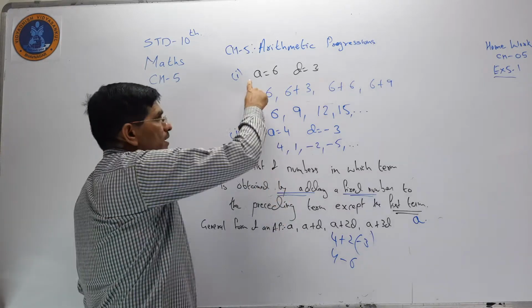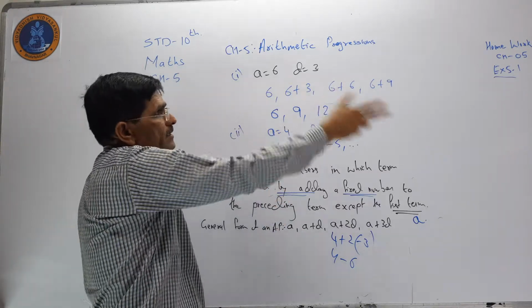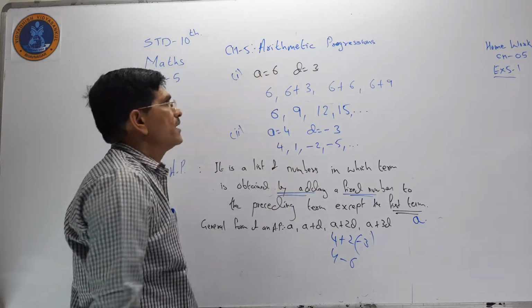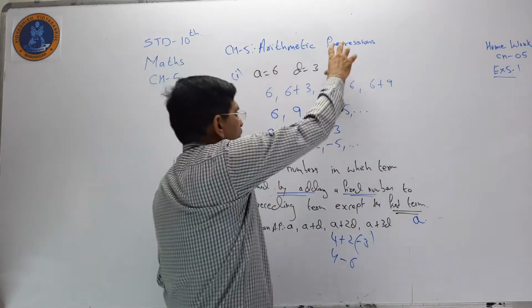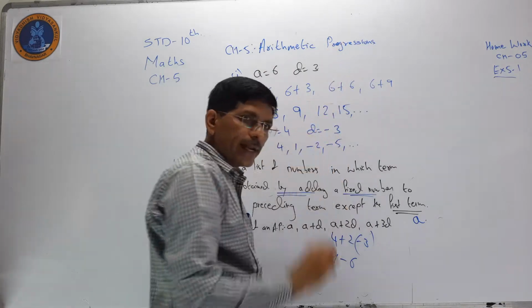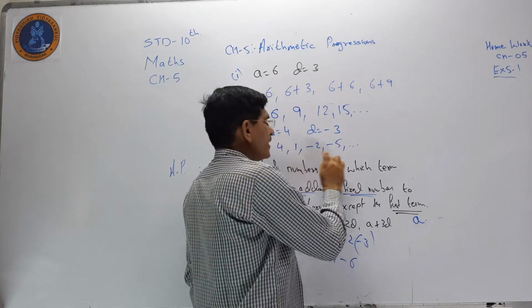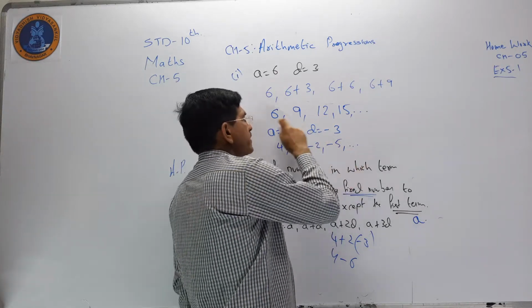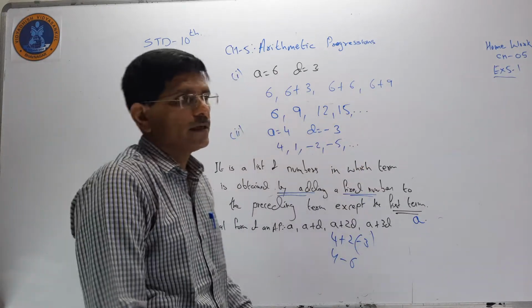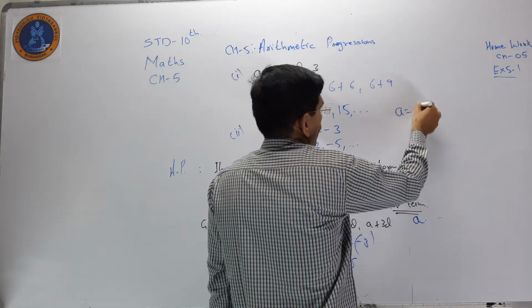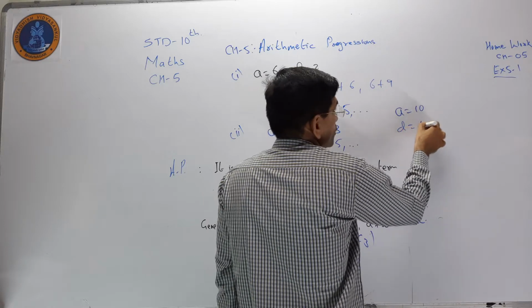In maths we always have to learn four things: plus, minus, multiplication and division. The topics change, but the concept is every time addition, subtraction, multiplication and division. So the first example, exercise 5.1, is A equal to 6, D equal to 3. Here it is positive, here it is negative. When negative is there, it should decrease. Here it should increase.